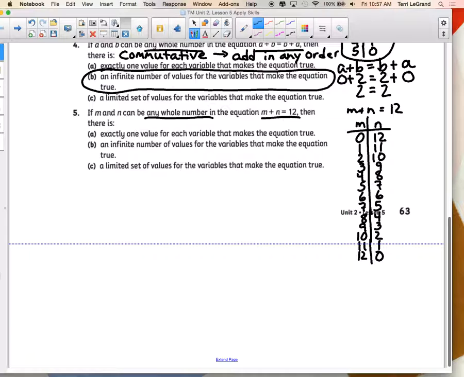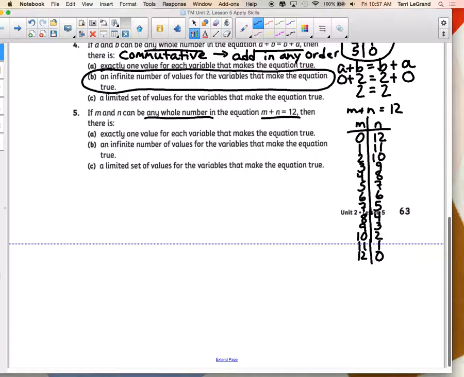Hey guys, here's how you can check to see if we're right. As the m's go up by 1, what do the n's do? They go down by 1, don't they? So there's a pattern going on there too.